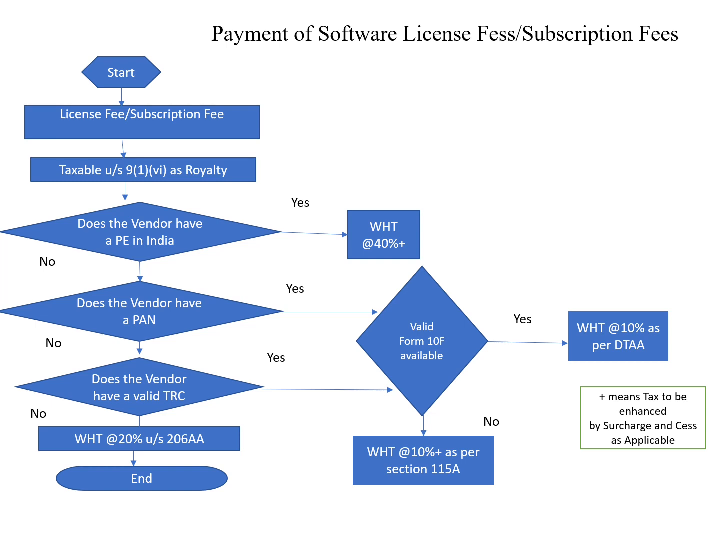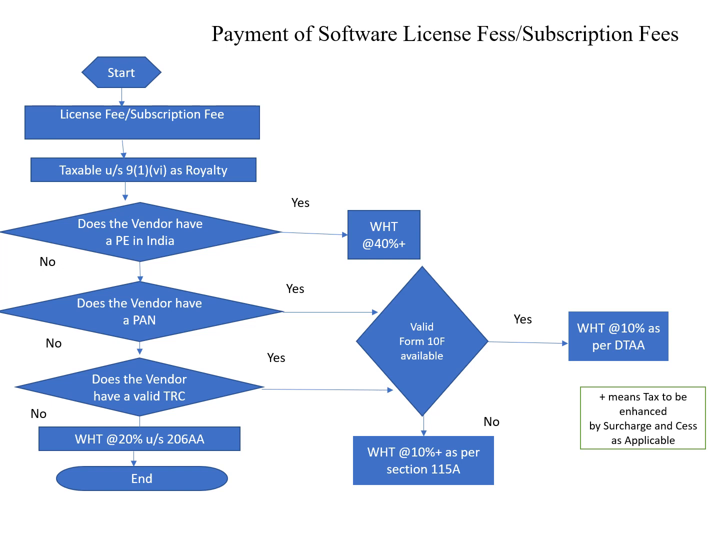If he says no, I don't have a PE, the next question you ask: do you have a PAN, Indian PAN? If yes, then ask for a valid Form 10F, and if he provides it, then TDS will be at the rate of 10% as per DTAA. If he is not able to provide Form 10F, then TDS will be at the rate of 10% plus surcharge and cess as per 115A.